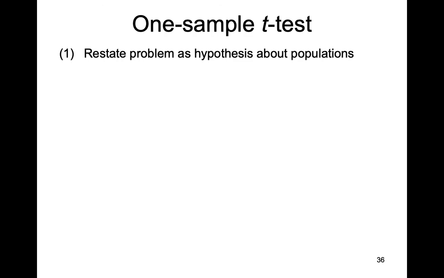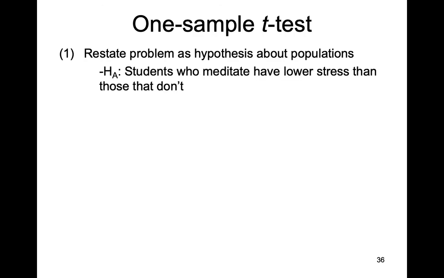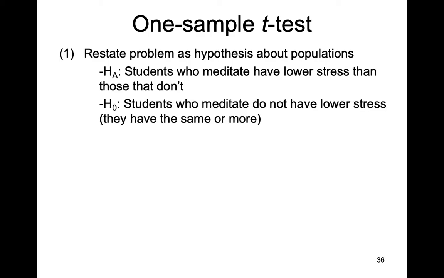So here's how we do it. We follow the same steps of hypothesis testing. First thing to do is restate the problem as hypotheses about populations. I think I'm neglecting population 1, population 2, but we can say that population 1, Miramar students who meditate, population 2, Miramar students that don't meditate. Our research hypothesis is that students who meditate have lower stress than those that don't. Our null hypothesis is that students who meditate do not have lower stress. That is, they have the same or even more.